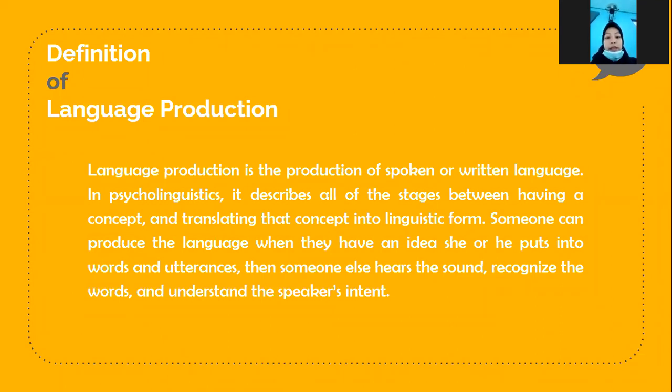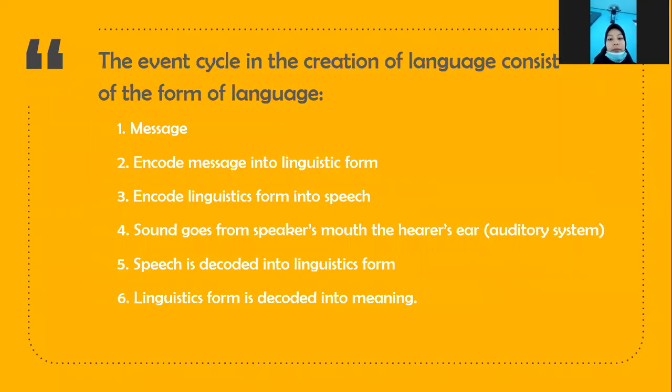Next speaker is Anissa Rexiani. Time is yours. Next is the event cycle in the creation of language, consisting of the following. First, message. Second, encode message into linguistic form. Next, encode linguistic form into speech. Next, sound goes from the speaker's mouth to the hearer's auditory system. Fifth, speech is decoded into linguistic form. And the last, linguistic form is decoded into meaning.